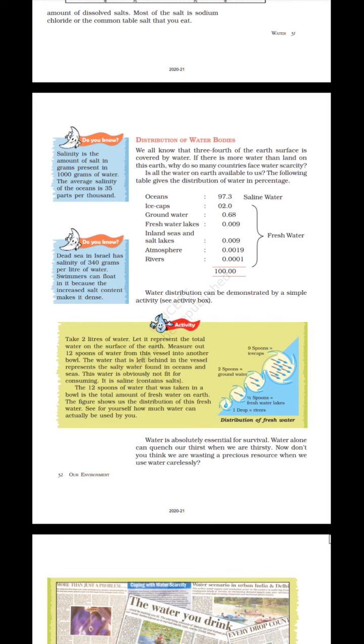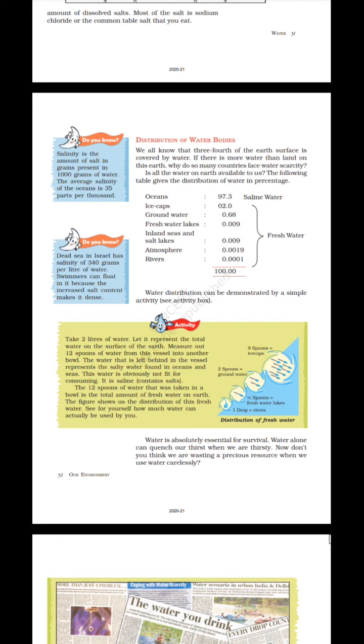Water distribution can be demonstrated by a simple activity. See activity box. Activity. Distribution of fresh water. 9 spoons is equal to ice caps. 2 spoons is equal to groundwater. Half spoon is equal to freshwater lakes. 1 drop is equal to rivers.